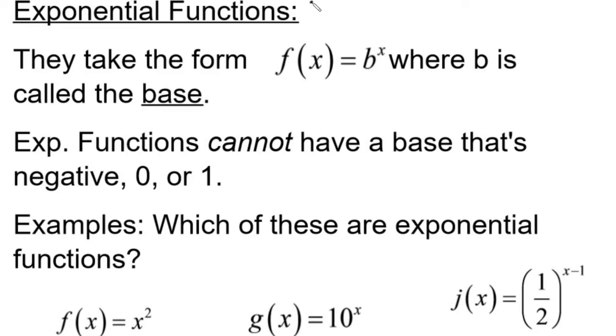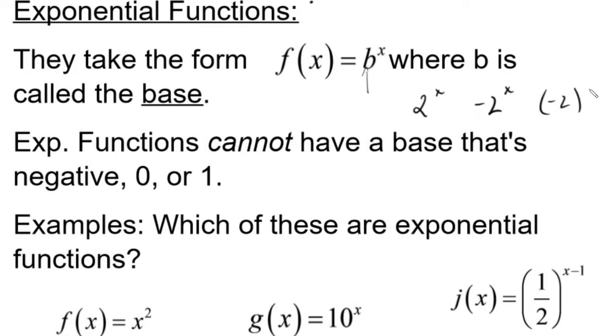So exponential functions take the form f of x equals b to the x, where b is called the base. The base is the number that is being raised to the exponent, strictly the single piece that is being raised to the exponent. So just to give you a couple of examples, here the base is 2. Here, the base is 2. It's not -2, it's 2.